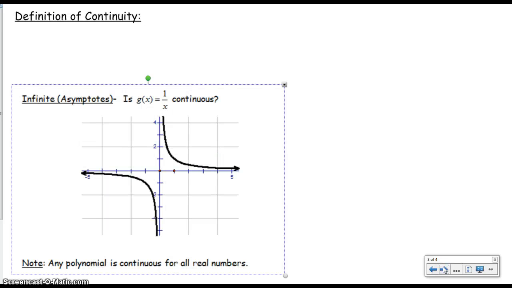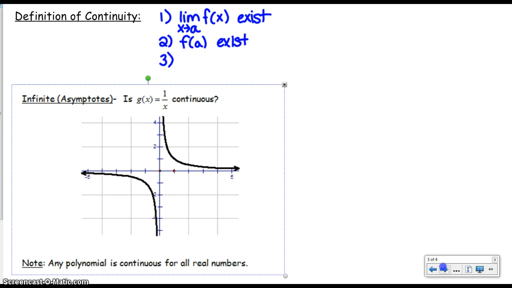So the definition of continuity: a function is continuous if, first of all, the limit as x approaches a, some number on the domain, of f(x) exists. So the limit has to exist. The function value at a has to exist. And most importantly, the limit as x approaches a has to equal the function value at a. So a graph is only continuous if the limit equals the function value for all points.